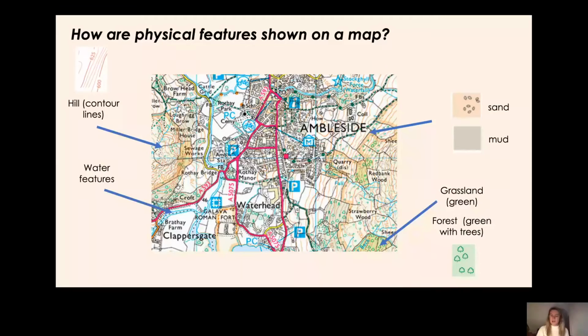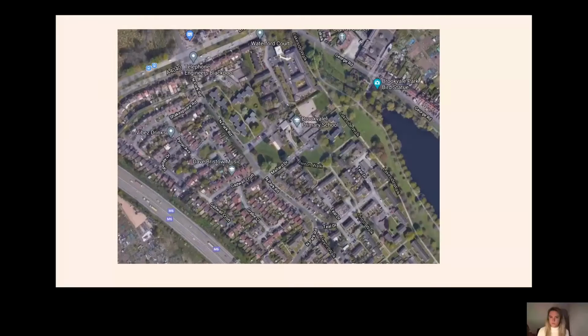Now, here we have an aerial photograph. So a photograph taken from above, from a bird's eye view of Brookvale. We've seen this picture many times, haven't we, over this unit of work. Okay, now I'm going to have a look for some physical features. So the features that are natural, that haven't been built by humans.